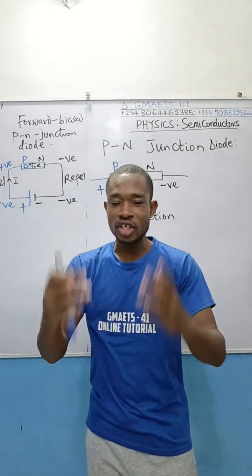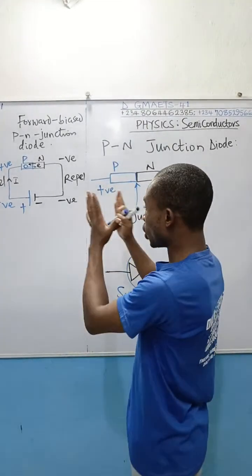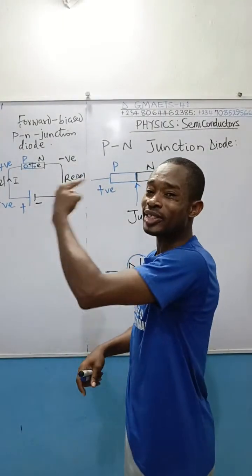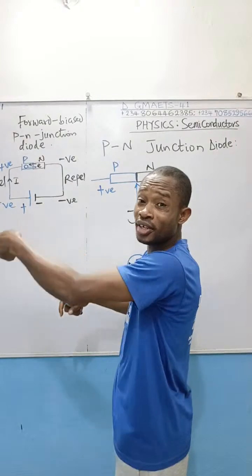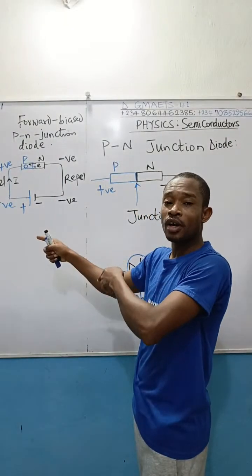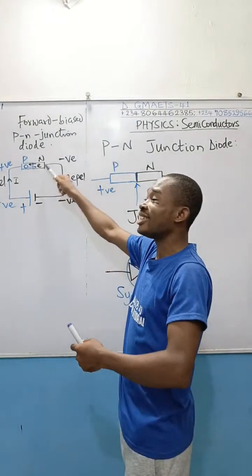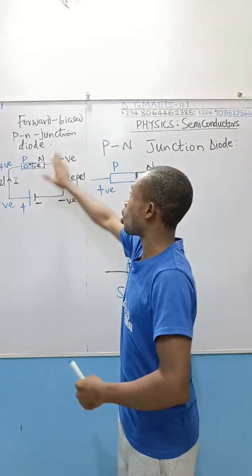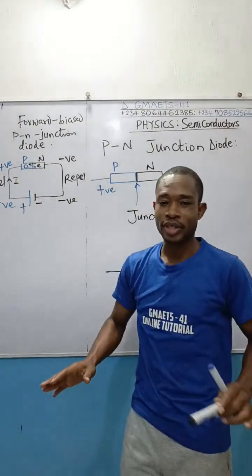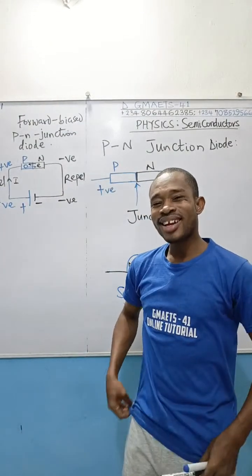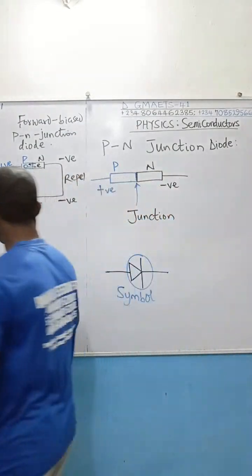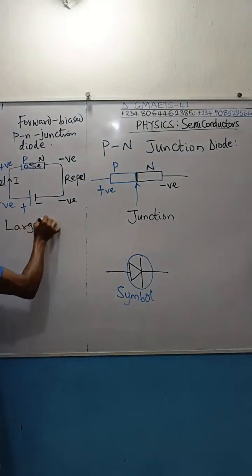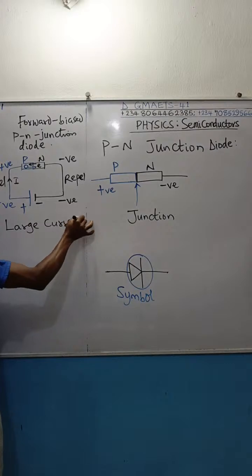So what is the idea? In this connection, which is called forward bias, in the P-N junction, you connect the P-end to the positive terminal of the cell and connect the N-type to the negative terminal of the cell. This arrangement is called the forward biased arrangement. And in this case, large current will flow.